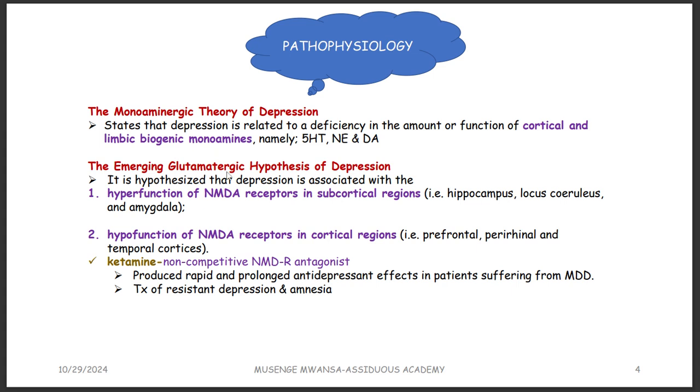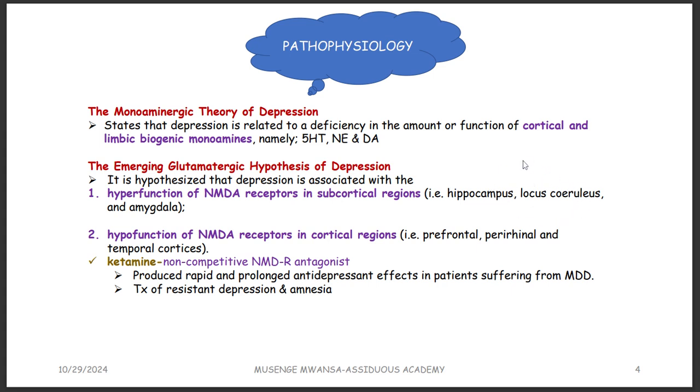And then there's also the glutaminergic hypothesis. For glutamate, what they've said is that it can either be high or low. If it is high, specifically, it is going to be high in the subcortex or subcortical regions. Remember, below the cortex, you have things like the hippocampus, locus coeruleus, which is a biological clock, which will tell you when it is time to wake up.